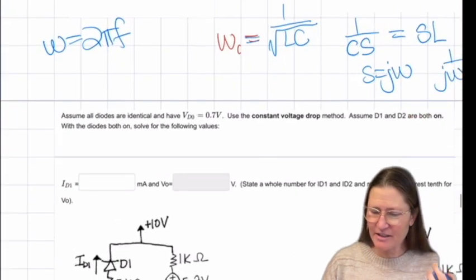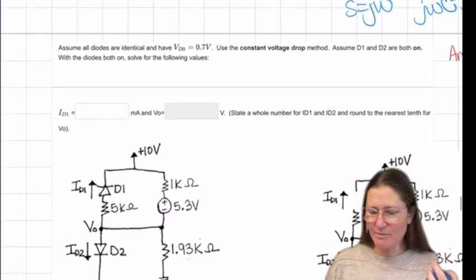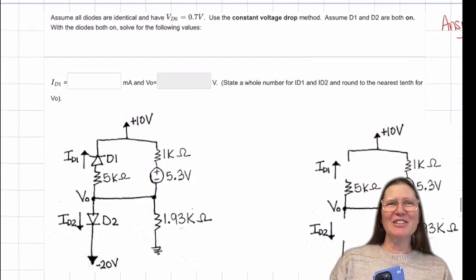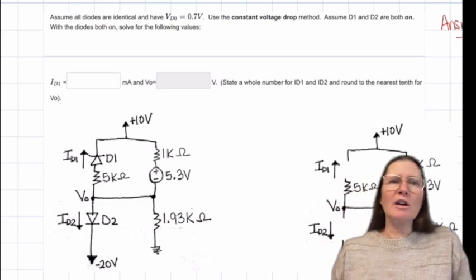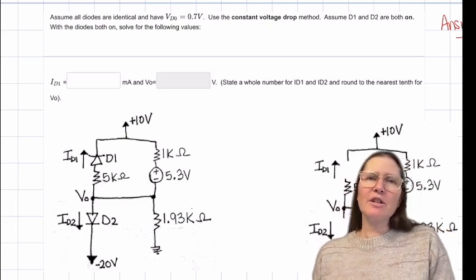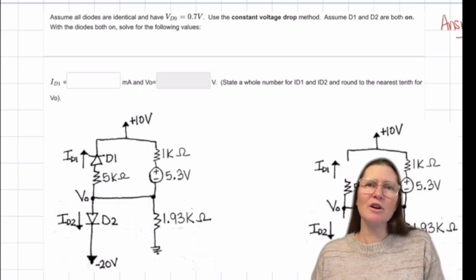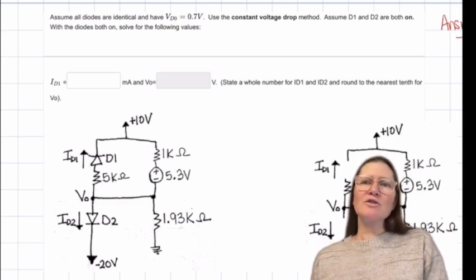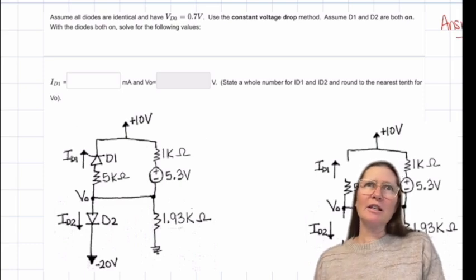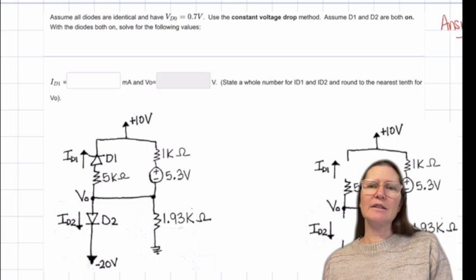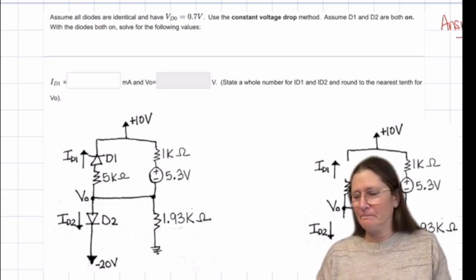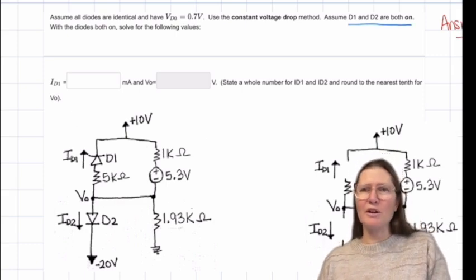All right. This one I'm going to give you a second to do. This is a diode question. Assuming that all diodes are equal and that they have VD0 equal to 0.7, use the constant voltage drop method. Assume D1 and D2 are both on. With the diodes both on, solve for ID1 and V out, and then state if that's a valid assumption or not. So assume that they're both on first.